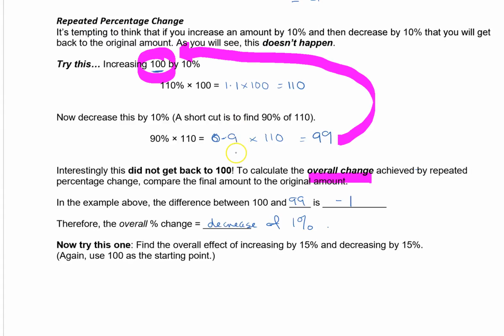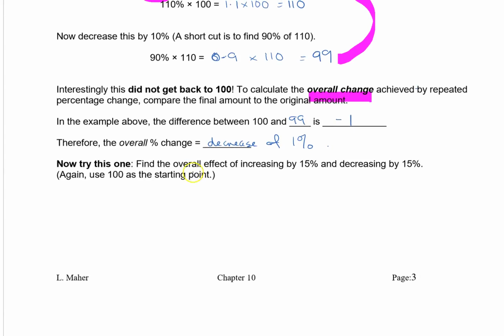Like I said, it was just an interesting observation. This concept is part of the syllabus. You do need to know how to do it. Let's try this one. Will an increase of 15% followed by a decrease of 15% get us back to 100? And if it doesn't, then we need to state the overall impact of having done the percentage increase and the percentage decrease.